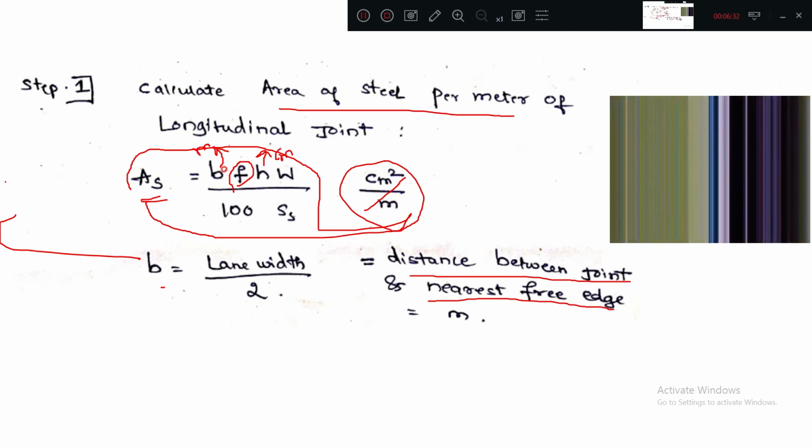is given when B is substituted in meter, H is in centimeter, W is the unit weight of concrete, 2400 kg per meter cube. SS is the allowable tensile stress in steel, 1400 kg per centimeter square.